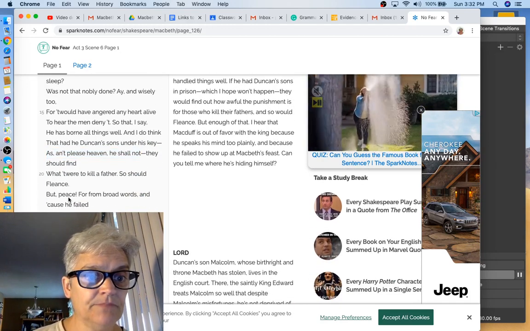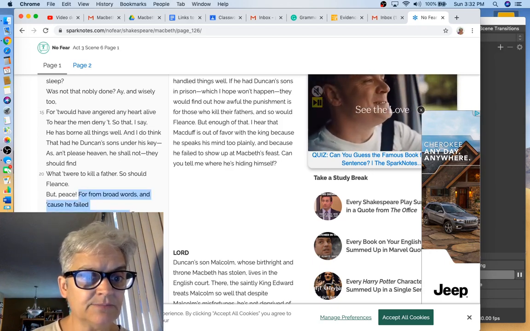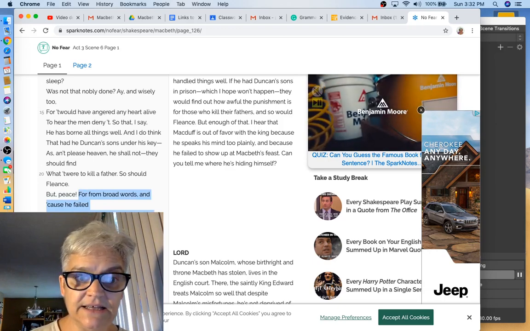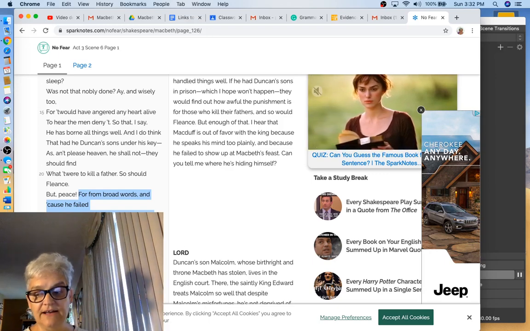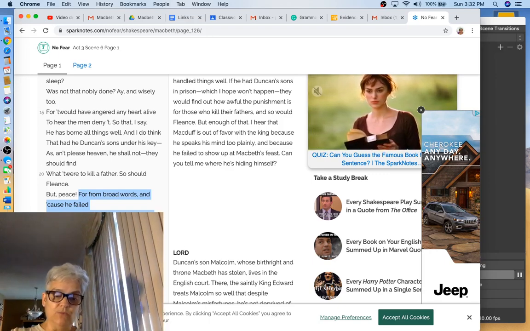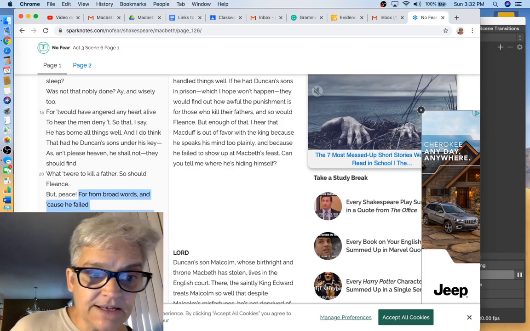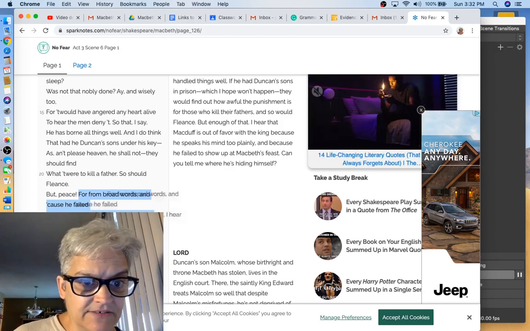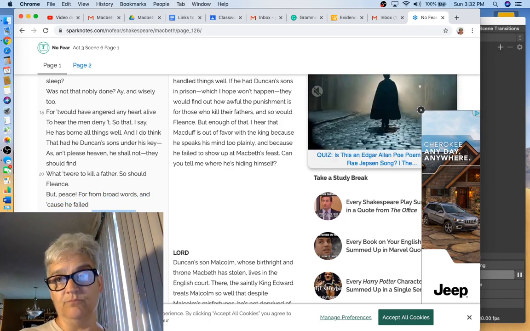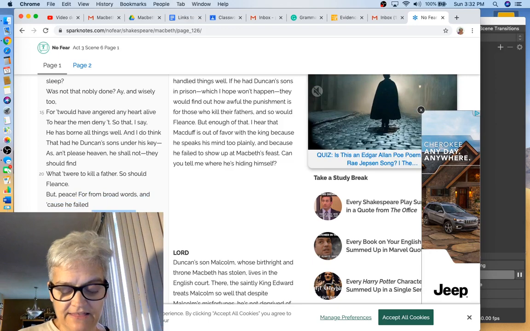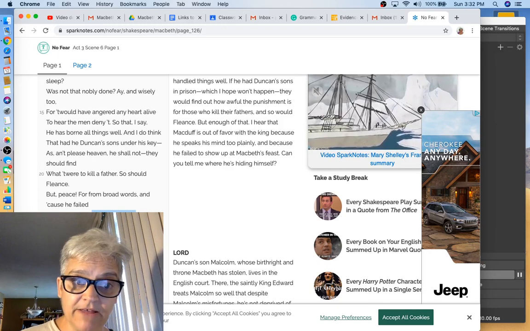"But peace! For from broad words and 'cause he failed his presence at the tyrant's feast, I hear Macduff lives in disgrace." Okay, so his words are broad enough to suggest that Macbeth may well have been the one who murdered Duncan and does not truly belong on the throne. Macduff failed his presence at the tyrant's feast. And this is where I get the idea that he refused to go to Macbeth's feast, but I think it's both, his crowning and the feast. He did not go to either. As a result, Macduff lives in disgrace.